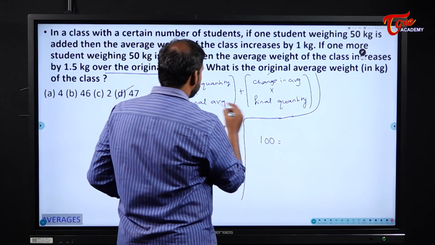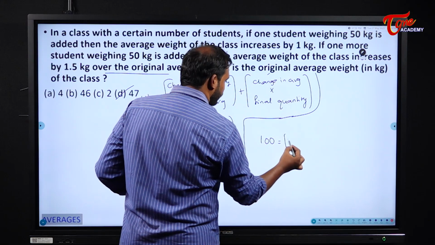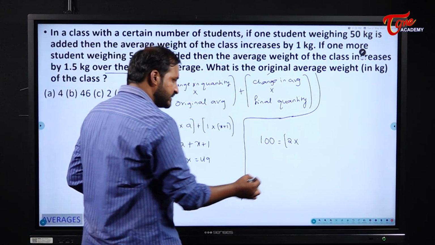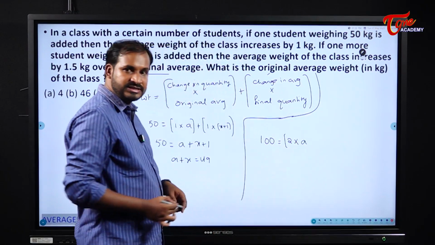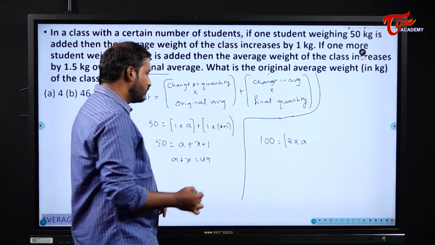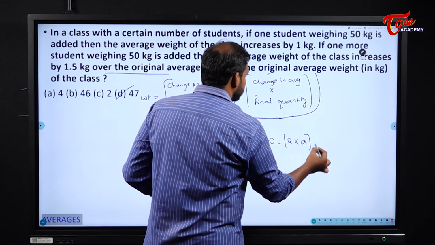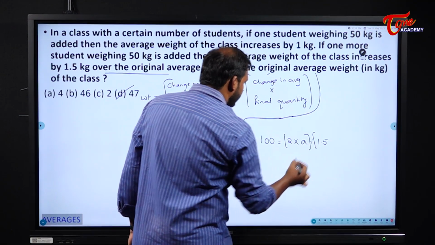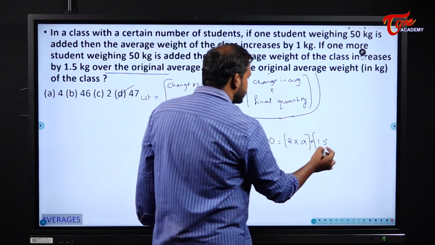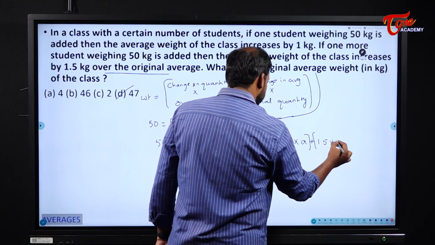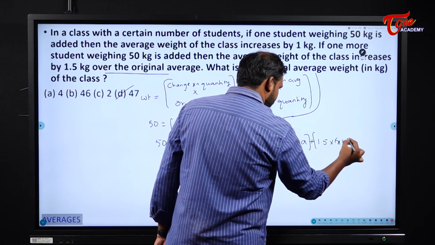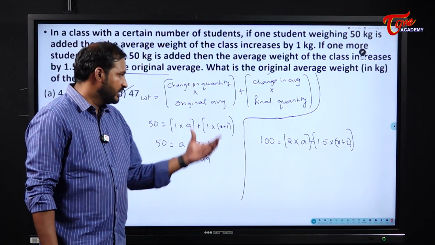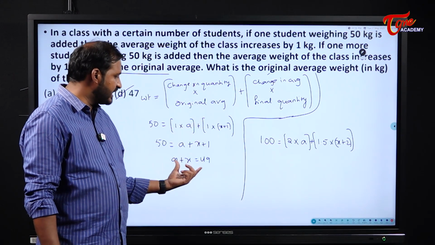And what is the change in quantity? Two persons are added. And what is the original average? That is A. Next, what is the change in average? Change in average is 1.5. And final quantity is how much, students? Final quantity is x plus 2. Here, this is only one person; when one person is added, this is the change happening.